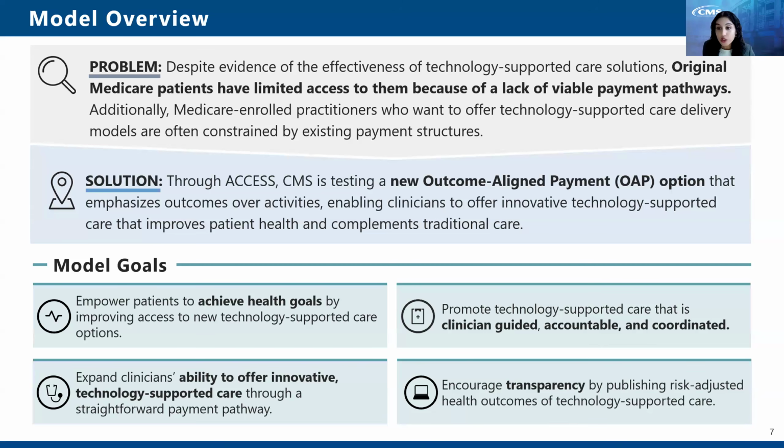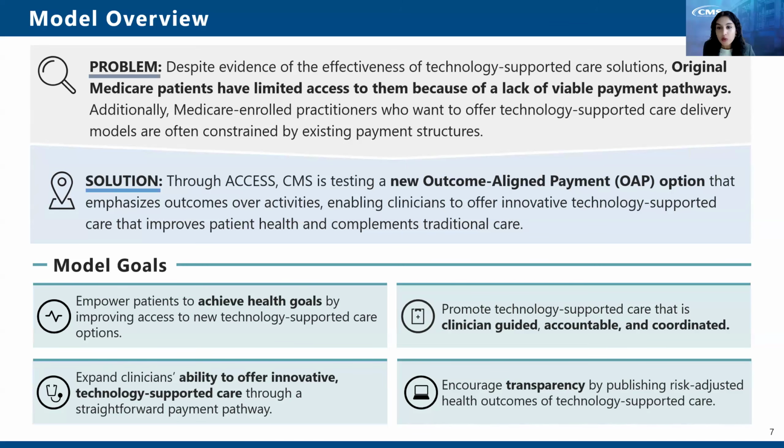Third, Access drives choice and competition by promoting transparency of participant performance. CMS will maintain a public directory on Medicare.gov listing all Access participants, their tracks, and conditions they treat, as well as their risk-adjusted outcomes once available. This transparently empowers patients and referring clinicians to make informed choices about which Access participant is the best fit for their needs. Finally, Access protects federal taxpayers by conditioning full payment on clinical outcomes.